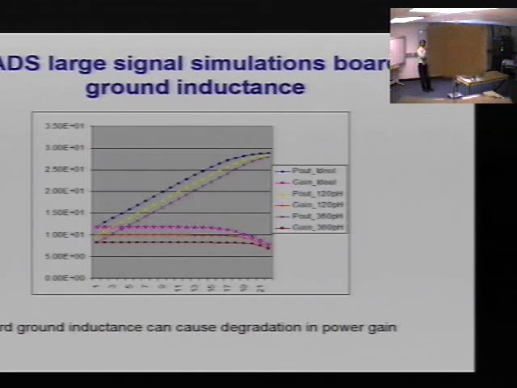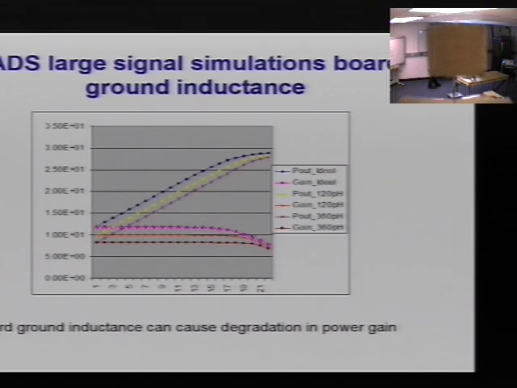If it's really bad, you can possibly have hundreds of picohenries of ground parasitics, and very bad things can happen. This is a graph showing some of the bad things that can happen. You can have a drop in the gain, power gain as well as power, and one really has to be very critical. This was an ADS large signal simulation of board ground inductance, and you could see 120 to 360 picohenries. And this is just one stage, final stage gain, and then power.